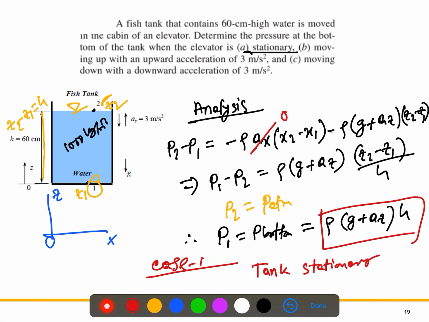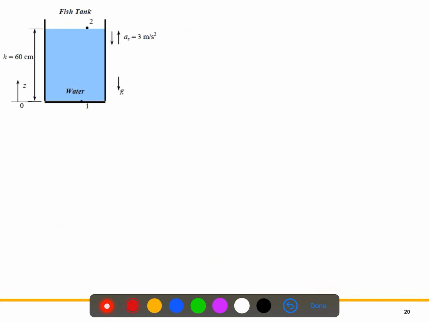What does it mean? Stationary means no accelerations. That means the AZ is equal to 0. So if AZ equals 0, then the pressure will be rho g into H, isn't it? The pressure will be rho g H at the bottom. So I'll just write it down here. The pressure at the bottom surface will be density times gravity times the height.